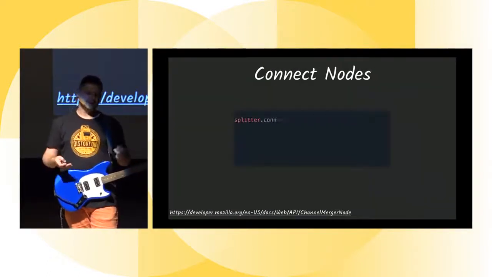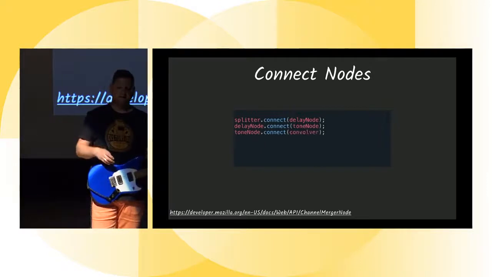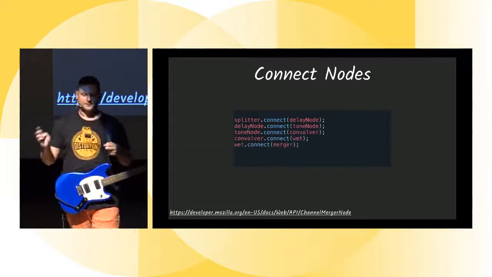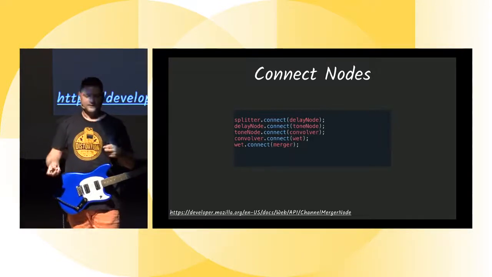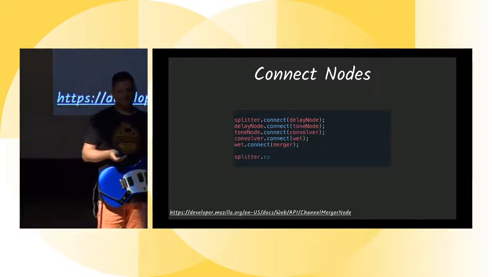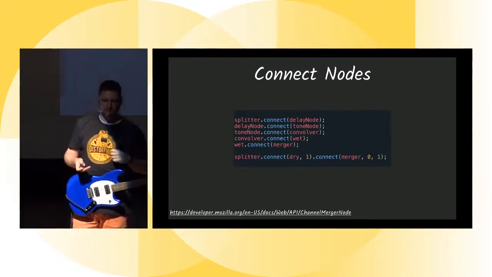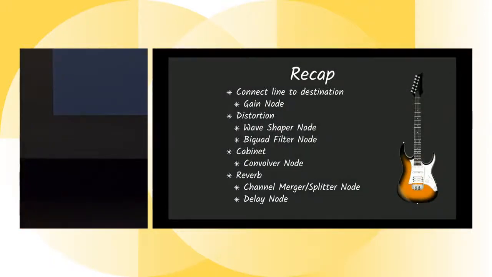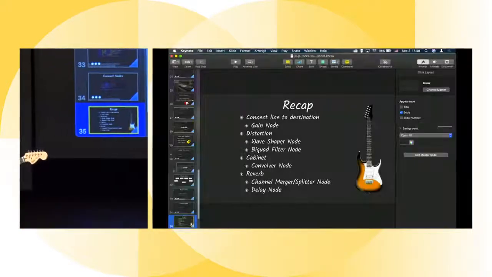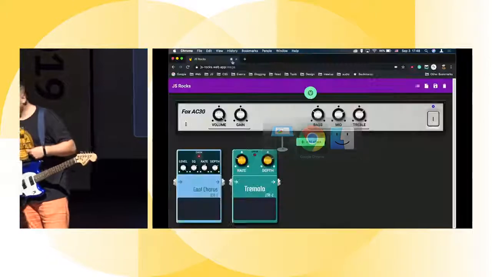After that, we need to connect them: splitter connects to delay, delay to tone, tone to convolver, convolver to wet, and back to merger. And on the second line, we connect dry and back to merger. Okay, let's show how the reverberation changes the sound.